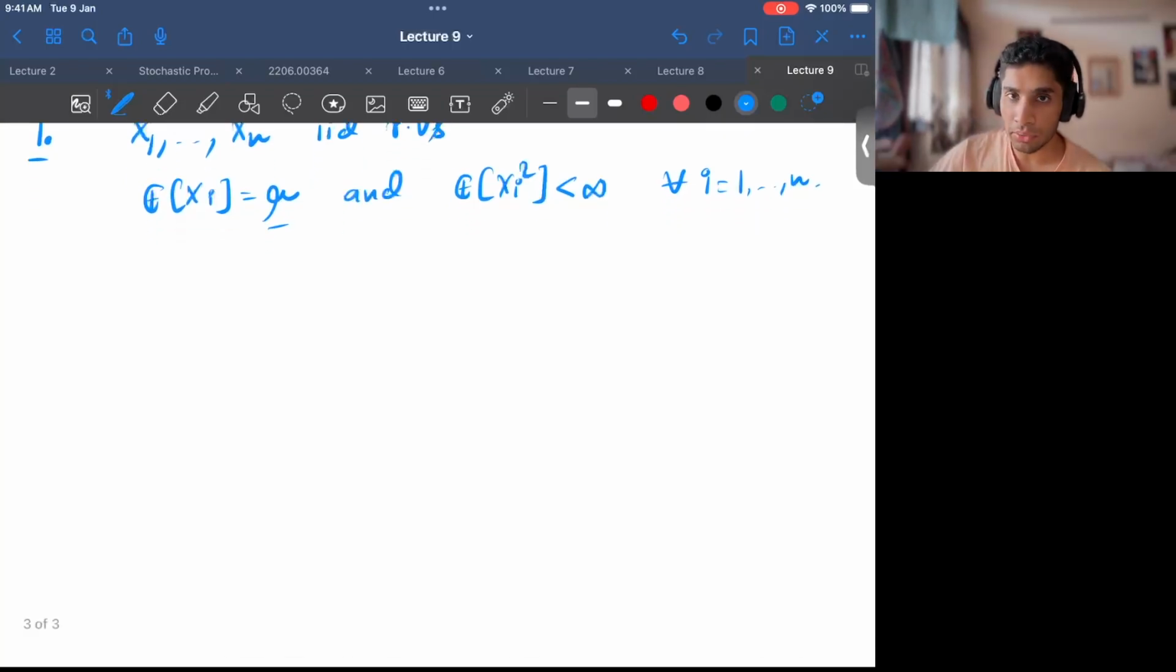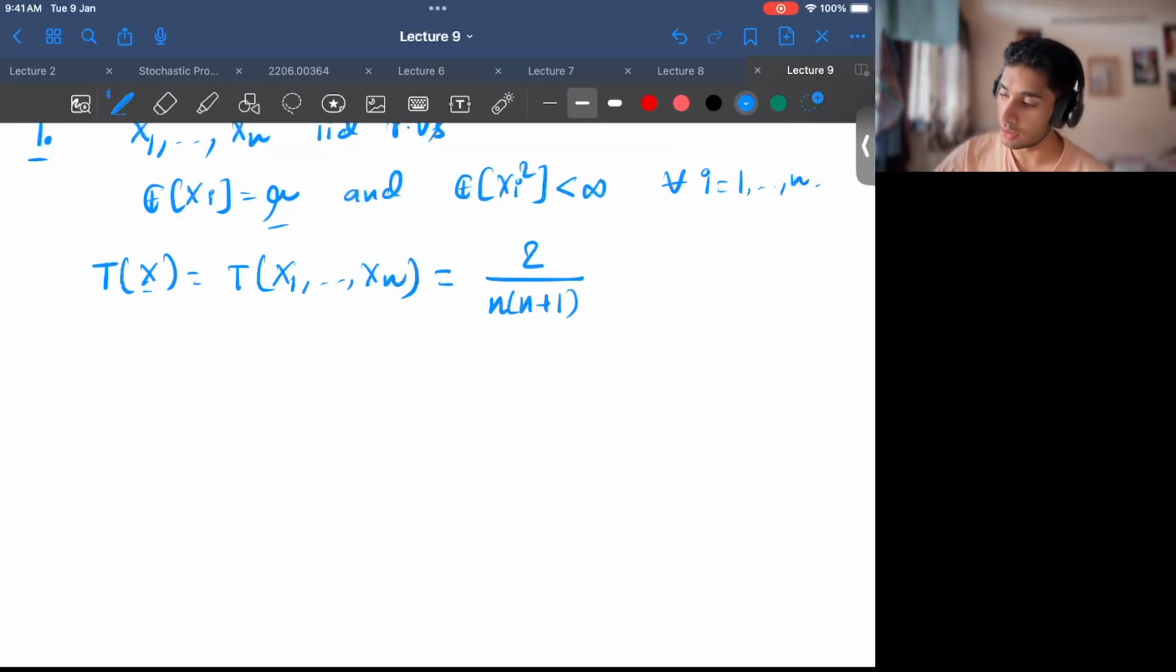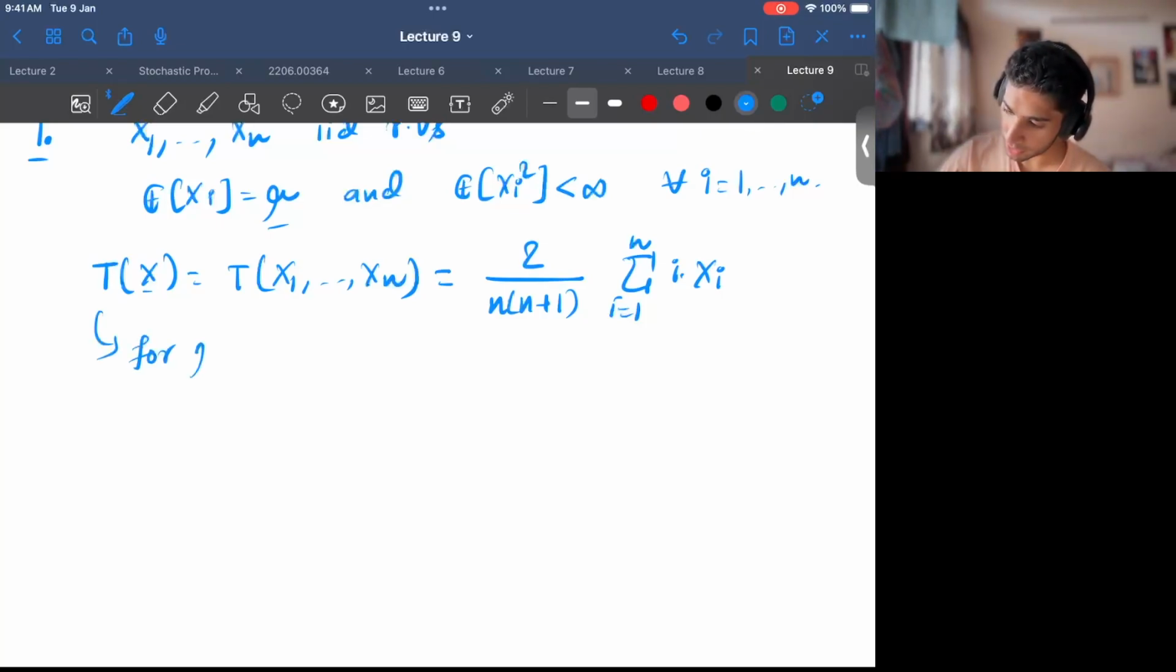Now we are given an estimator T of x, which is T of x1 till xn. This estimator is 2 over n times (n plus 1) times the summation of i xi, for i equal to 1 to n. This is for the parameter mu.